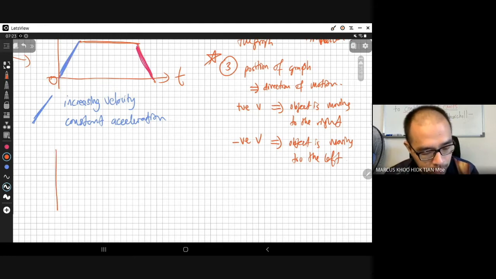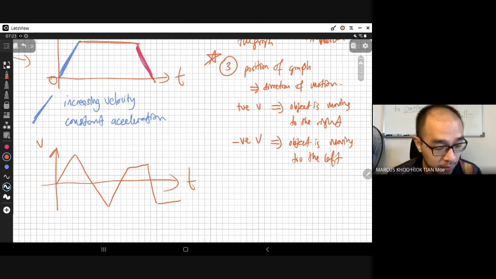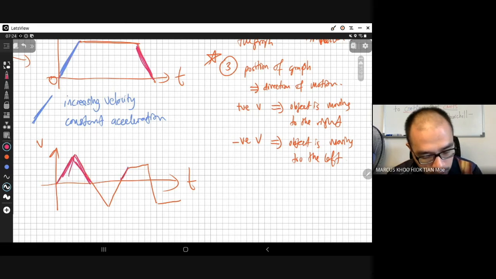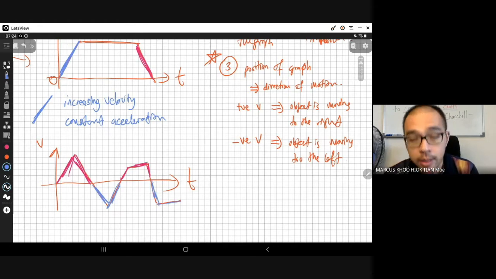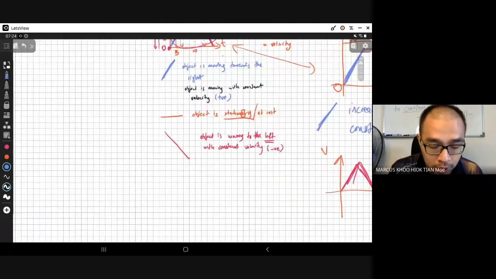Because sometimes, let's say the velocity time graph looks like this, like that, and then like that. This one, the object is always moving towards the right. But the blue color ones, the object is moving towards the left. But when I say move towards the right and towards the left, it doesn't mean that it goes back to the zero position and then moves towards the left. No, nothing to do with this.